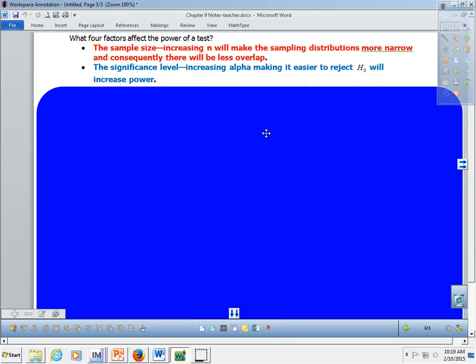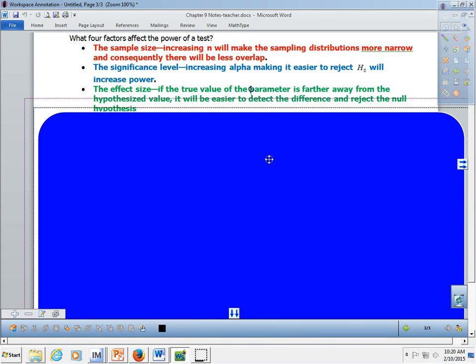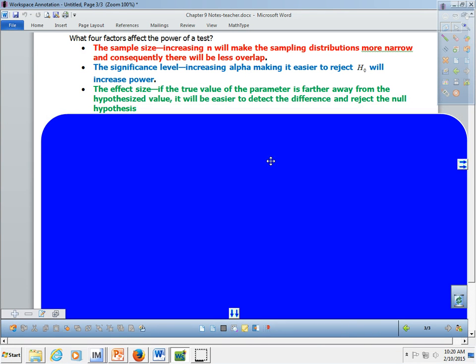The significance level, increasing alpha, making it easier to reject H naught, will increase power, right? Again, we want to reject H naught if H naught is false. So obviously, the more likely it is, or the easier it is to reject H naught, the more powerful the test becomes. Of course, again, it does increase your type 1 error probability, but it does increase the power of the test. Okay? The next factor, the effect size.